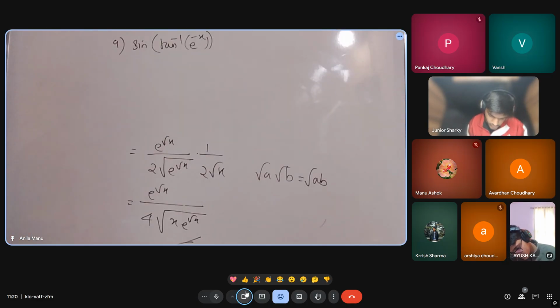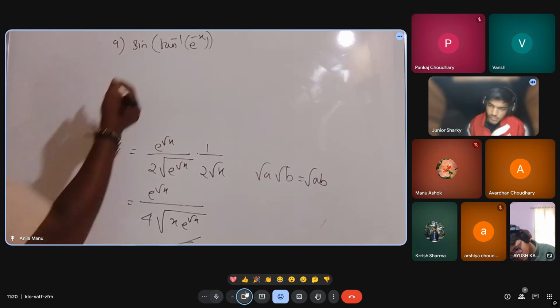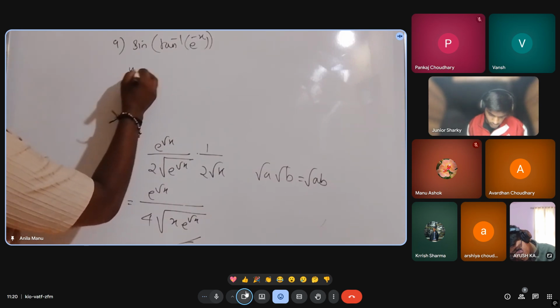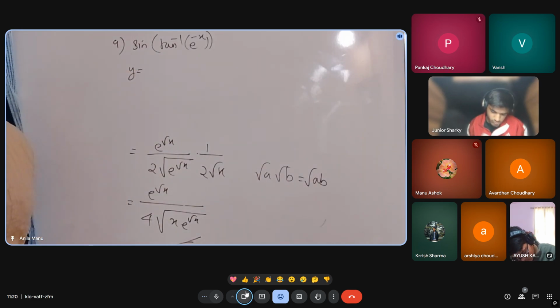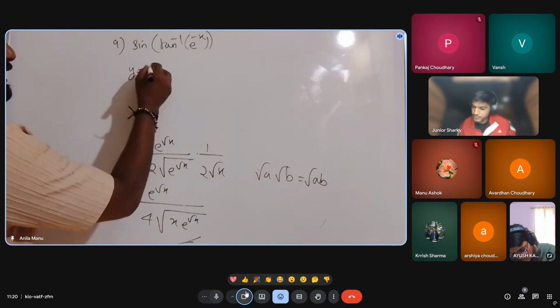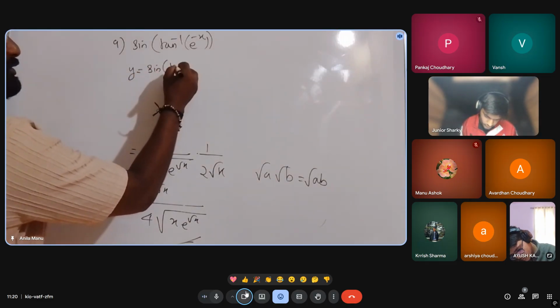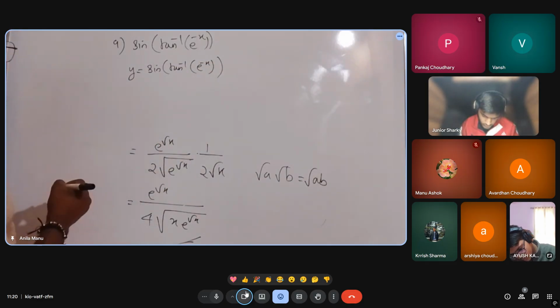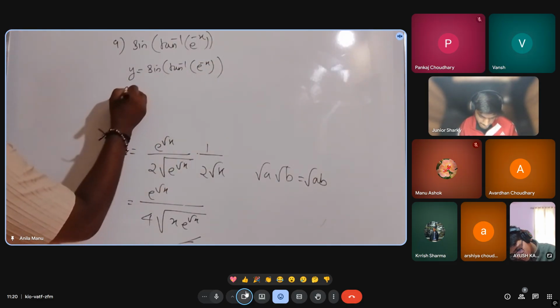Arshia, listen. What should we do here? The given function, any function you are getting, you can write as y is equal to sine of tan inverse of e raised to minus x. Now you want to find the derivative of this function.